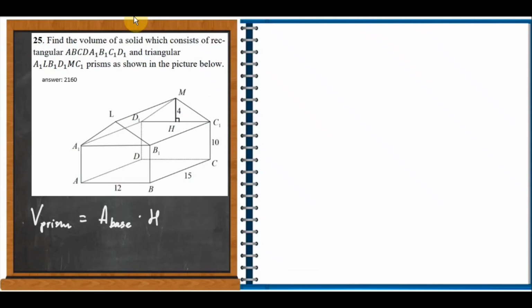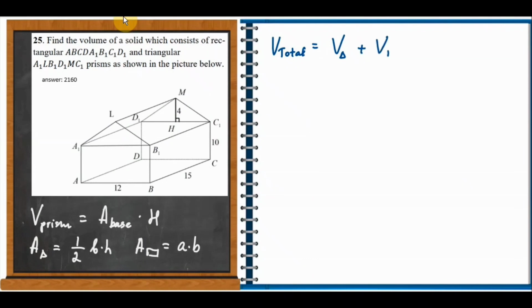So depending on the base, the base can be triangular, rectangular, and so on. When we have a triangular prism, we are going to find the area of the base with the formula 1/2 of base multiplied by height. When we have a rectangular base, the area is going to be a multiplied by b. Now, let's look at this shape. The volume of the total shape is going to be the volume of the triangular prism plus the volume of the rectangular prism.